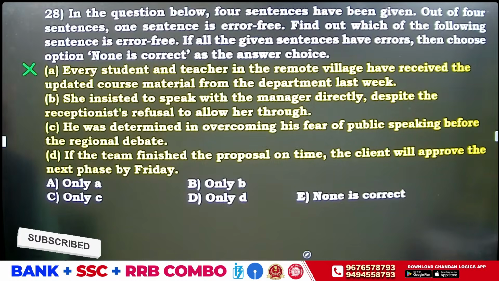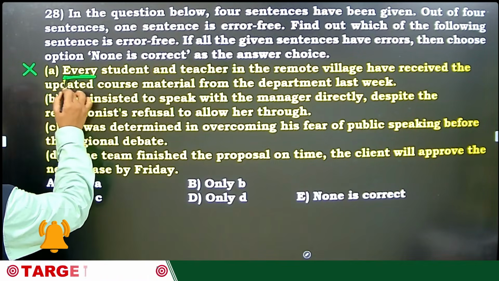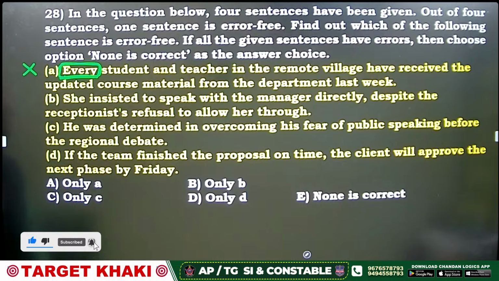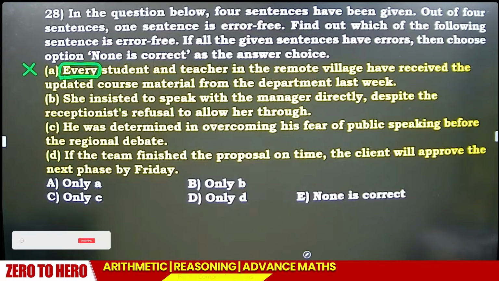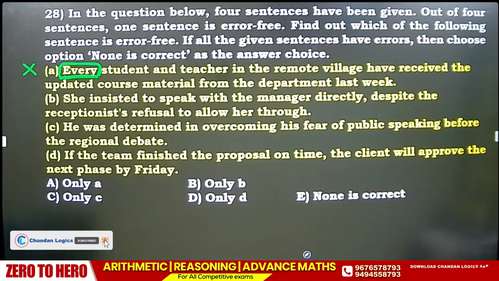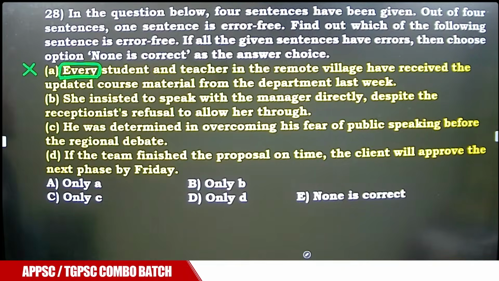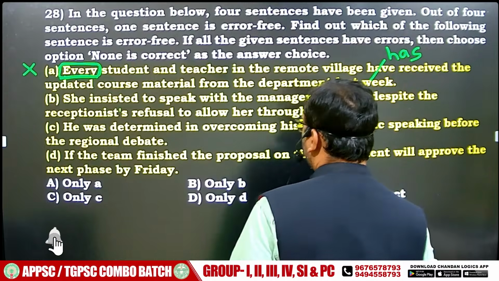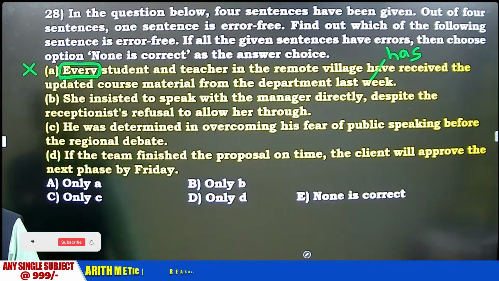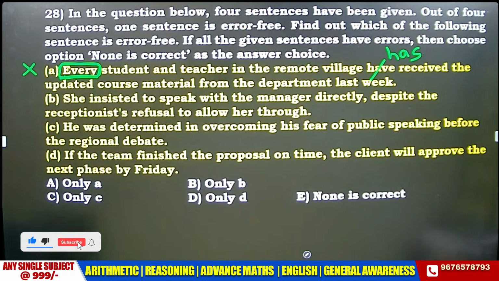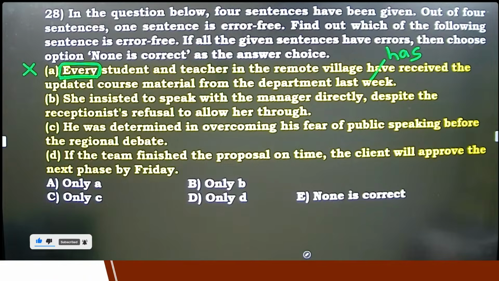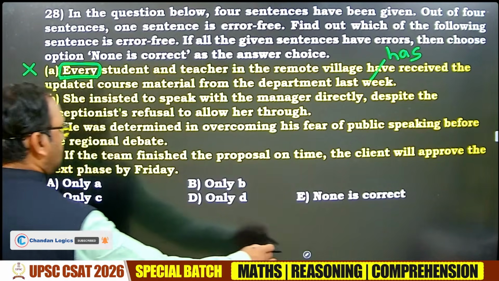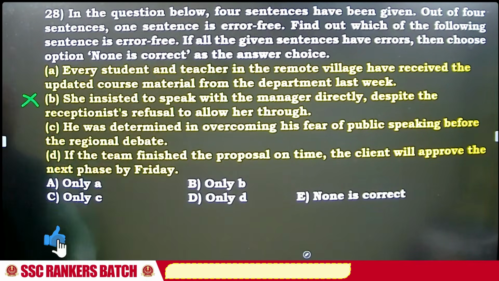Why do you think statement 1 is wrong? Because of "every student and teacher." In English grammar, there is a beautiful rule called every. Every is always singular, my dear friends. Whenever we use every in a sentence, everything should be singular. So here we can't use have, we have to use has. Every student and teacher in the remote village has received. The subject with every takes the singular verb. This is one reason. The first statement is wrong. Clear? Now guys, why do you think the second statement is wrong?